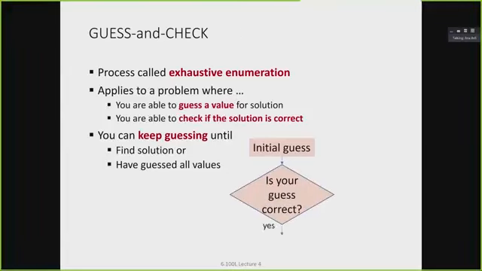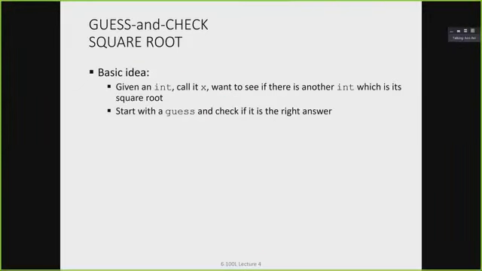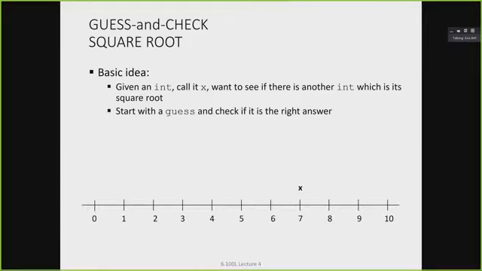We ask, is this guess correct? If it is, we're done. And if it's not, we're going to choose a next guess. So let's look at finding the root of a perfect square. And that's our problem. We're going to say either we found the root of this perfect square, or we say this is not a perfect square. So with guess and check, we can say, well, what if we want to find whether 7 is a perfect square? If it is, what is its root? And if it's not, say that it's not a perfect square.